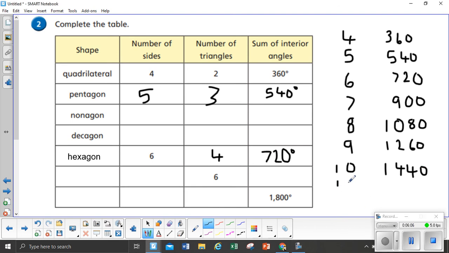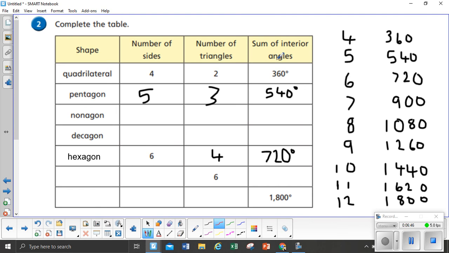In an 11-sided shape, I'm going to add another 180. So 440 add 80 is going to be 520. Add your 100 will be 620, so 1620. And then a 12-sided shape, I'm going to add my 180. So 620 and 80 is 700, add my other 100, and I'm on 1800. Okay.